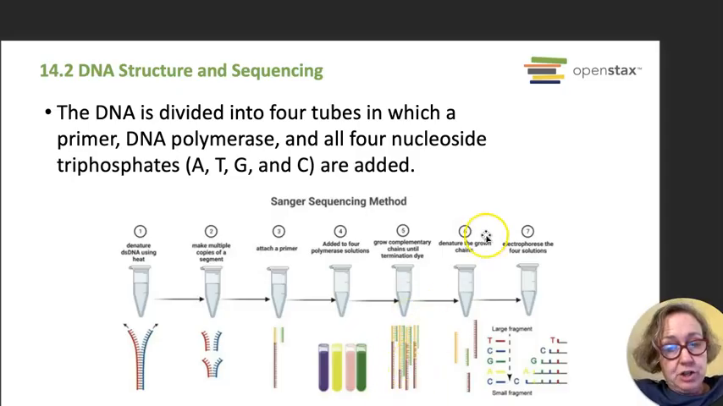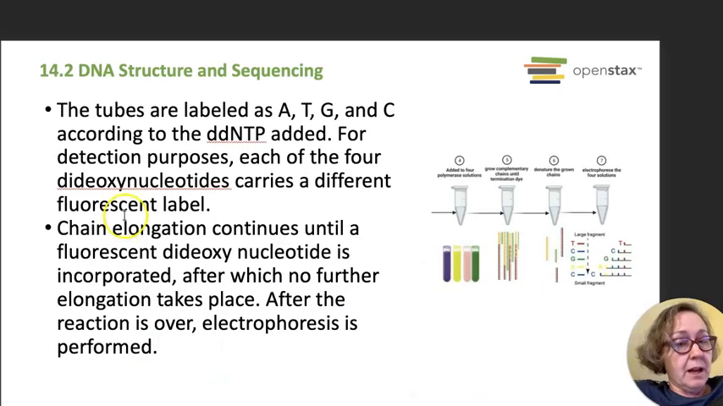looking at the termination dye. You will denature these growth chains, and then you will use electrophoresis to figure out what the chain is. The tubes are labeled ATGC, and according to the nucleotide used, that is what you will use for each of the four di-deoxynucleotides, and it will carry a different fluorescent label. This chain elongation continues until a fluorescent di-deoxynucleotide is incorporated, after which no further elongation takes place. So you'll get all of these fragments.